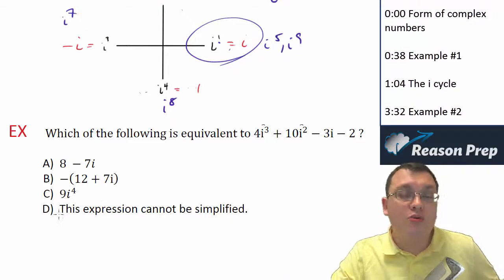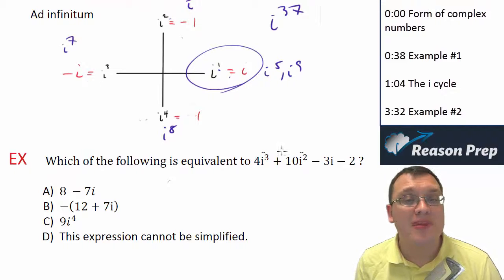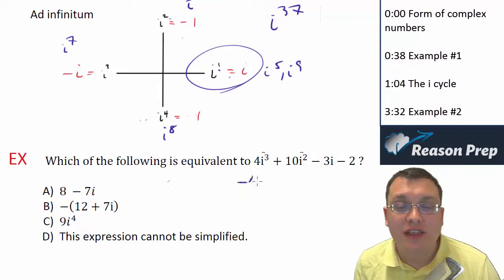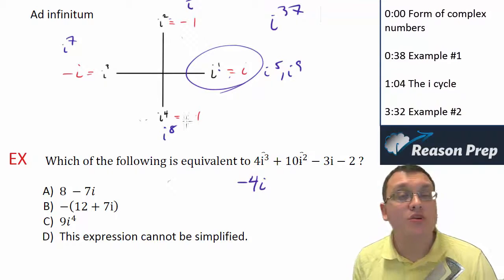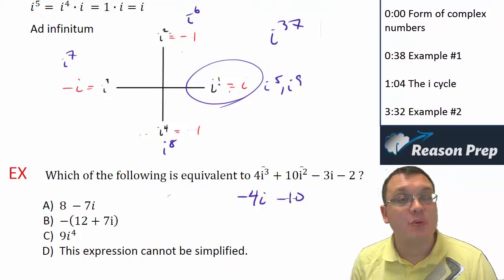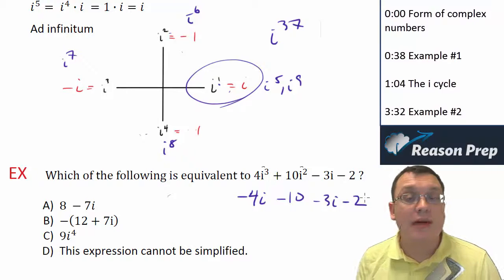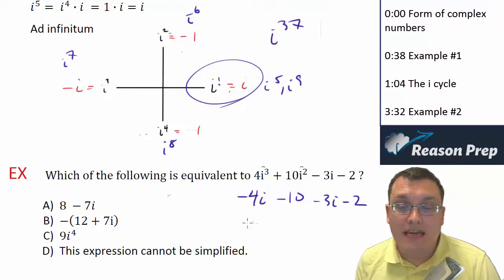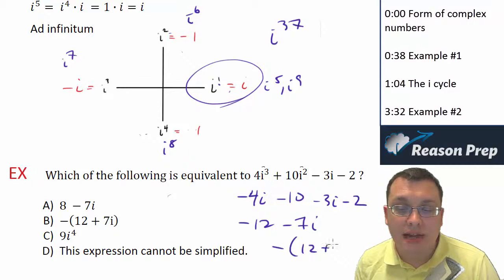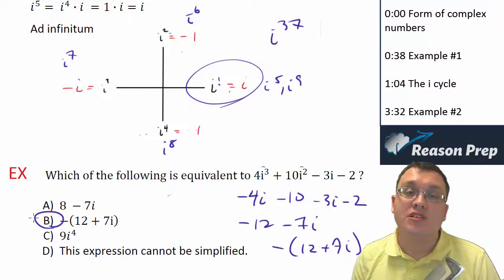So which of the following is equivalent to this? Notice we can reduce some of these. 4i cubed, we've determined that's the same thing as -i, so I can just call this -4i. i squared, we've determined that's just -1, so I can just make i squared -1. That turns into -10. Minus 3i minus 2. Now I can combine like terms. So I'm going to get -12 minus 7i. If I factor a negative out, I get negative quantity 12 plus 7i, which is choice B.